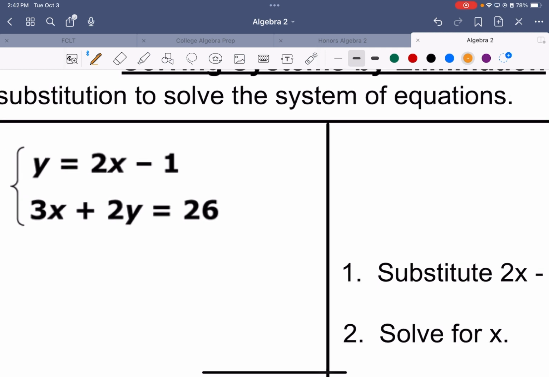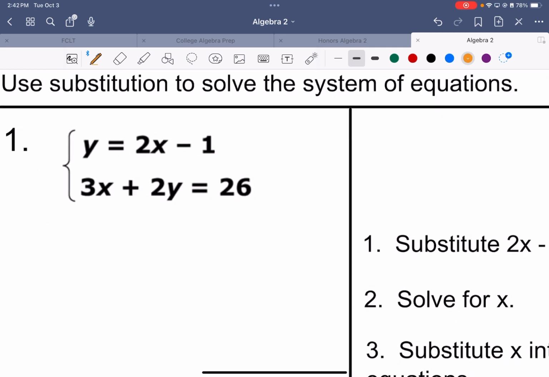We're going to solve this system of equations by using substitution. So here are my two equations. My first equation is y is equal to 2x minus 1. My second equation is 3x plus 2y is equal to 26. Yesterday we popped them into Desmos, found where those two intersected, and said that intersection point was the solution. Well, we're not going to use Desmos today. We're going to use substitution.